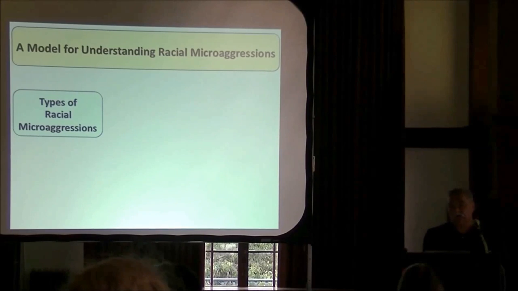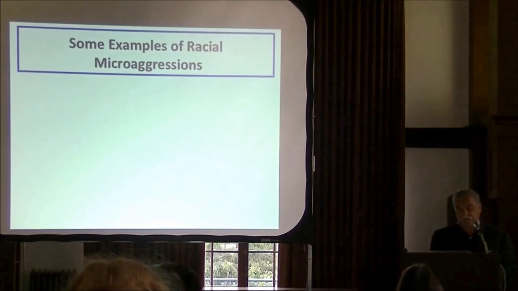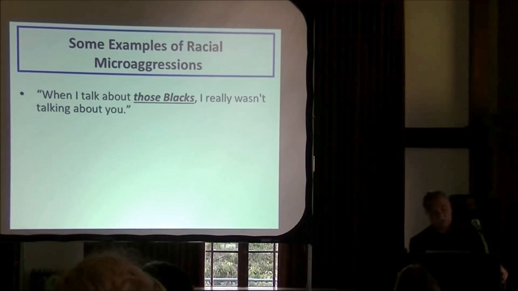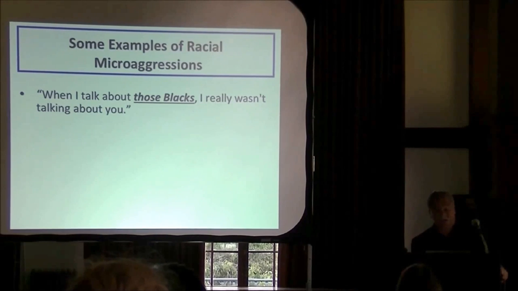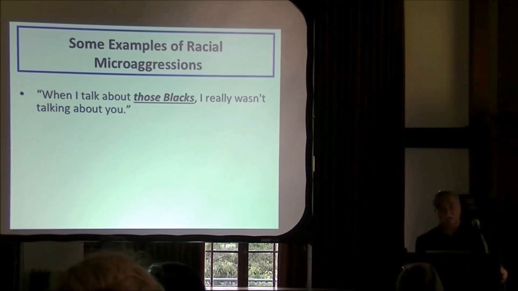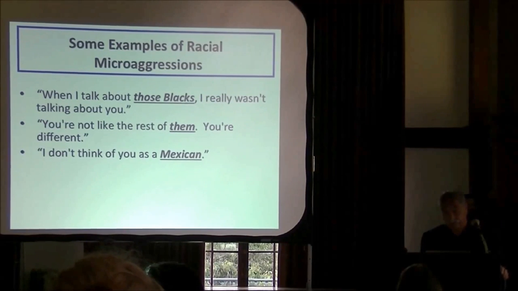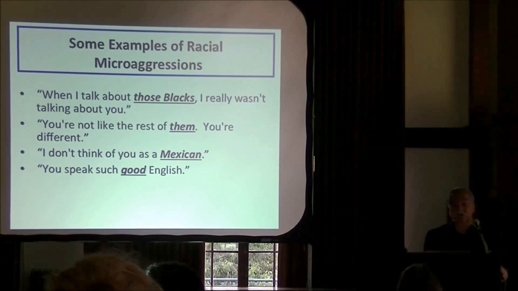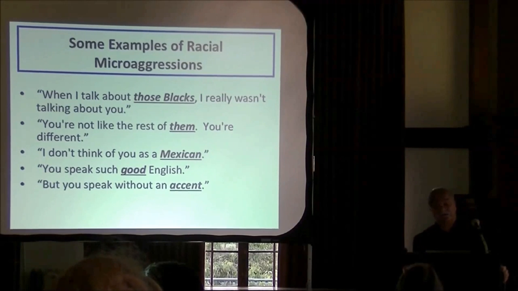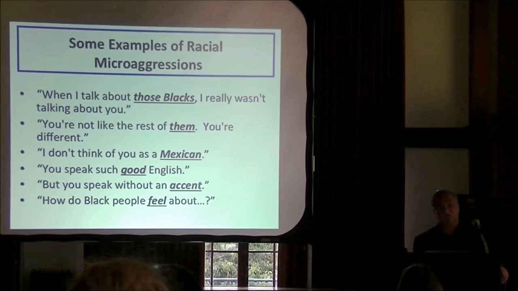And so we talk about types of racial microaggressions. So here's some examples. These are quotes, and I'll read these quotes for you. We have verbal and nonverbal, where we talked about that earlier. So here's an example of a verbal microaggression. Some examples that we've found in our research over the years. "When I think about those blacks, I wasn't really thinking about you." Meant to be a compliment, I assume, if you're on the sending end of that. If you're on the receiving end, maybe not so. "You're not like the rest of them, you're different." "I don't think of you as a Mexican." "You speak such good English." "But you speak without an accent." Finally, "How do black people feel about?" And there's so many things that people are asking black people how they feel about, as if they're the spokespersons for the race.